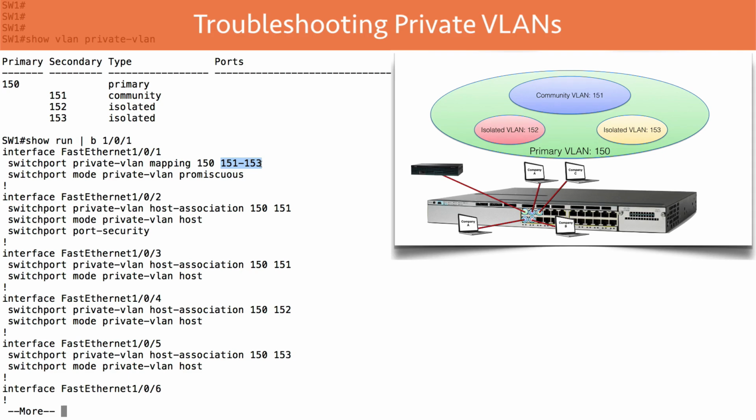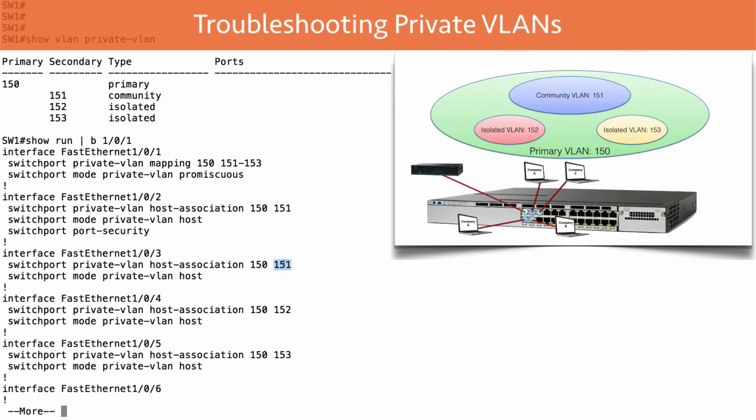For FastEthernet 1/0/2 and 1/0/3, those two ports belong to the same community VLAN. And notice instead of saying that the mode is promiscuous, we're saying that the mode is host. We are connecting out to hosts on these ports. And the host association is we are associating with the primary VLAN of 150, but the subdomain to which these hosts belong, their VLAN, it's 151.